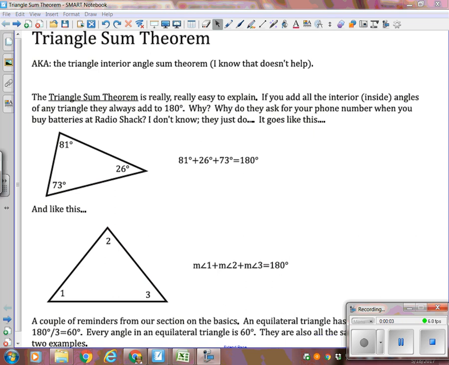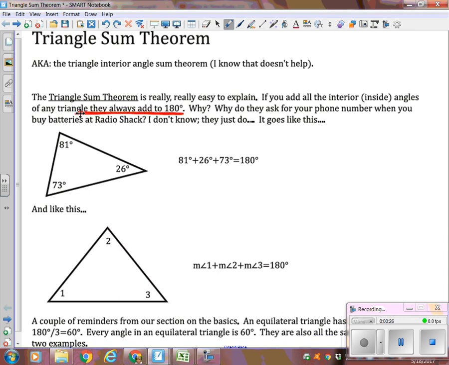All right, we're going to begin our geometry unit with a couple of pretty quick lessons. One is the triangle sum theorem, which I do believe you've had in the past. The triangle sum theorem is pretty easy. It basically says you have three angles in a triangle, and across the three angles you simply add them up, and they always add up to equal 180.